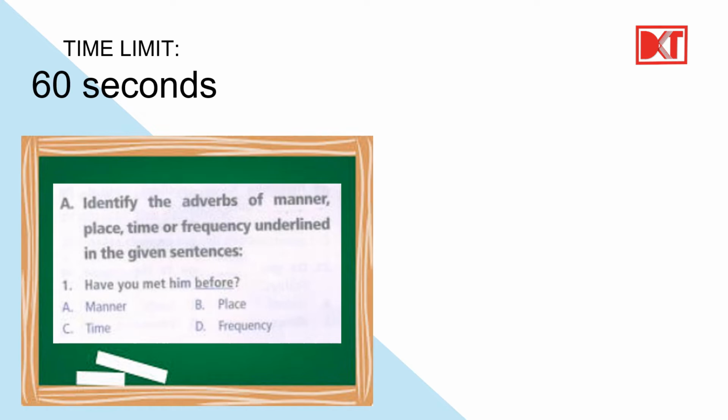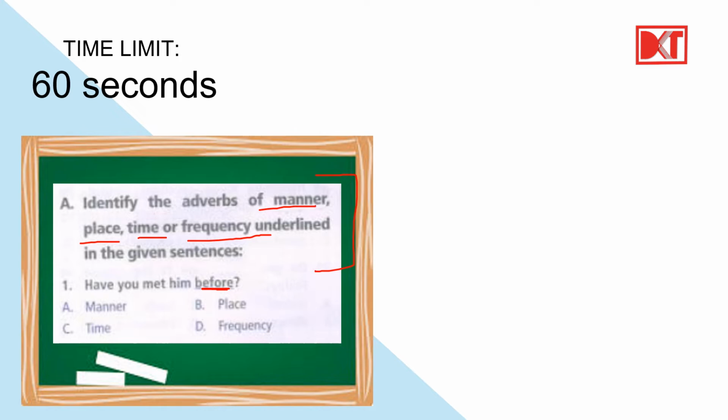Okay, so now we come to the questions of adverbs. What we have to do here, in this category, is identify the adverbs of manner, place, time or frequency underlined in the given sentence. So pretty easy. यहाँ पे एक word है sentence में which is underlined. We have to see कि ये adverb of manner है या place है या time है या frequency है.